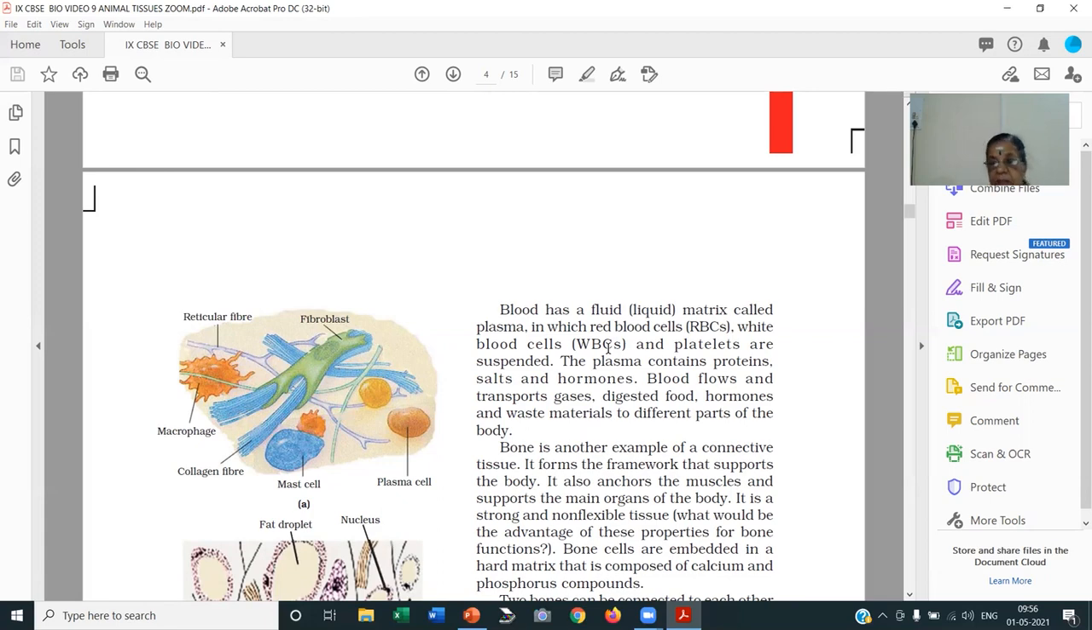And then, thrombocytes, they take part in blood coagulation, blood clotting. And then the fluid part is the plasma. Blood plasma contains protein, salts, and hormones. Blood flows and transports gases, digested food, hormones, and waste materials to different parts of the body. Functions of blood, that you will learn.